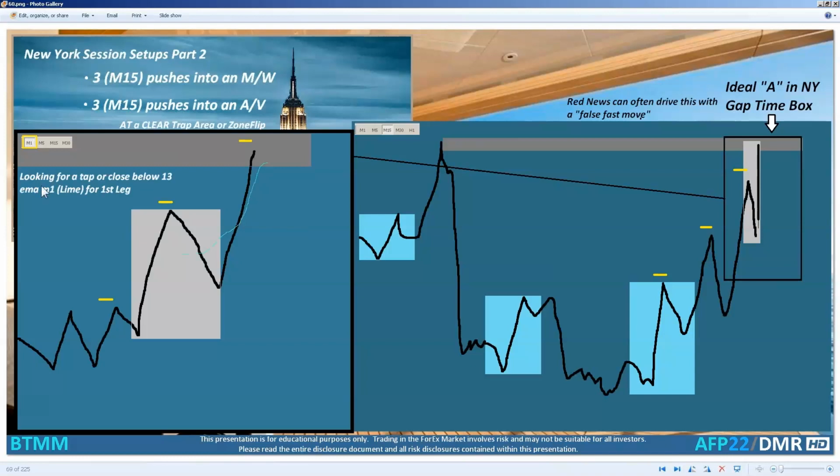First thing you're looking for is a tap or close below the 13 EMA M1 Lime for your first leg. So we want to see at least a tap to this 13 EMA or even a close below. Obviously, the next thing in the line here is a 13 EMA tap or close. In this case, it tapped.